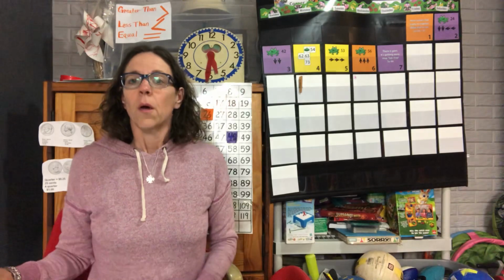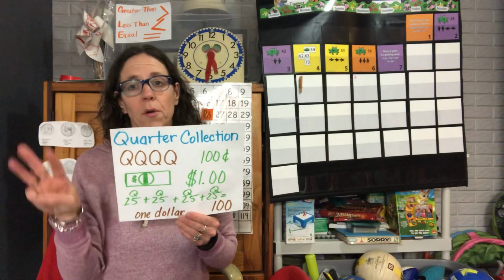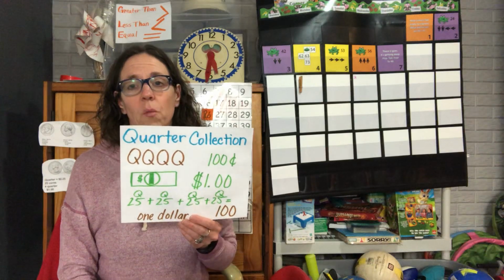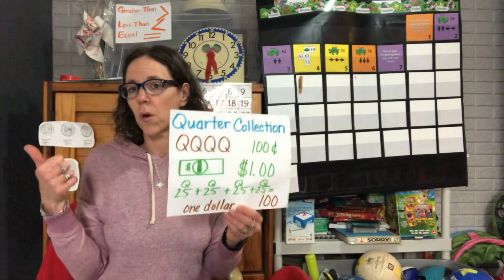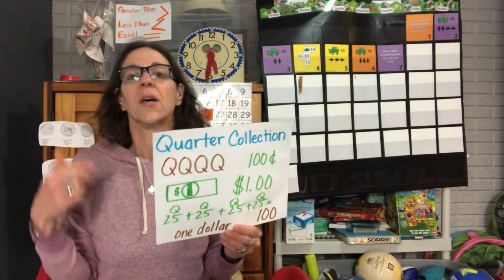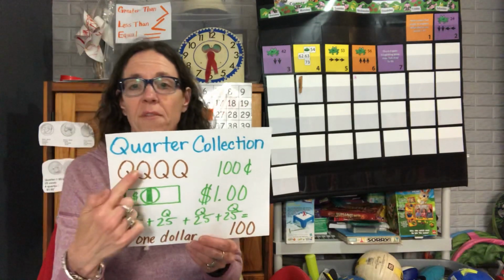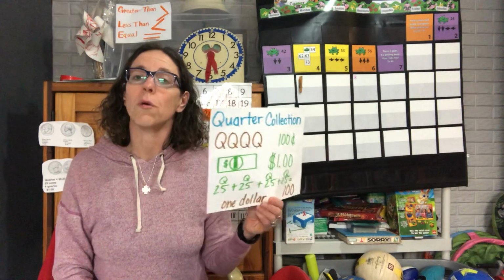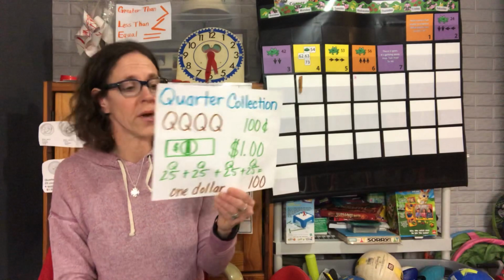Now, moving on to our quarter collection. Our first day we had 1 quarter. Our second day we had 2 quarters. Our third day we had 3 quarters. Today's our 4th day that we are doing this, and we have 4 quarters. So let's sing that rhyme we like to sing. 25, 50, 75, $1. 25, 50, 75, $1. So if I have 4 quarters in my pocket, I know that it is equal to what? You are right, it's equal to a $1 bill.